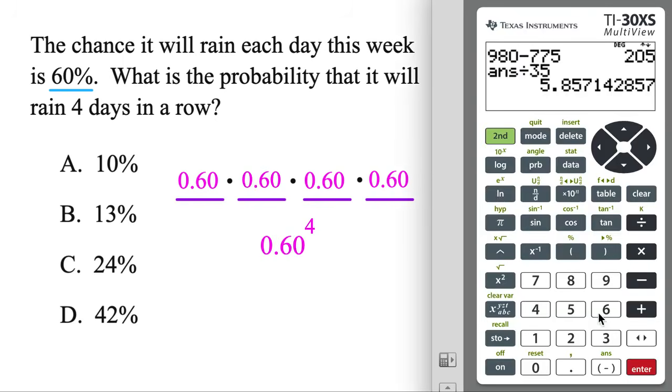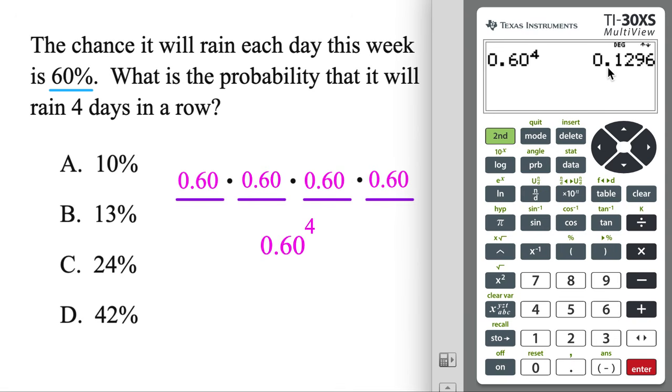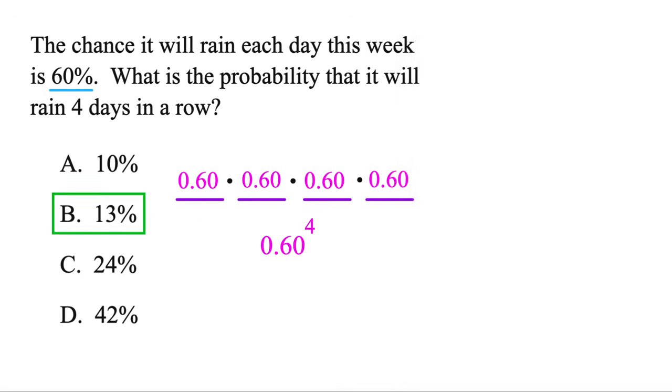We just don't have to type as much. So let's see what that looks like. Let's clear. We'll do 0.60, then you use the up arrow to the power of 4. Bada boom, we get that. Now when you're converting it from a percent to a decimal or vice versa, just move the decimal 2 places to the right. So it's going to be 12.96%, or it's about 13%. So we'll call it good with B there.